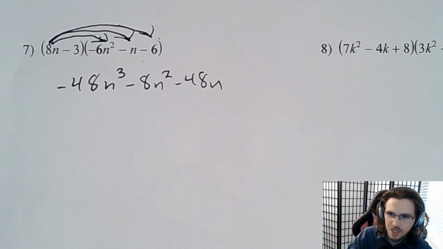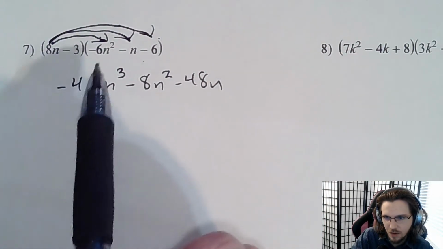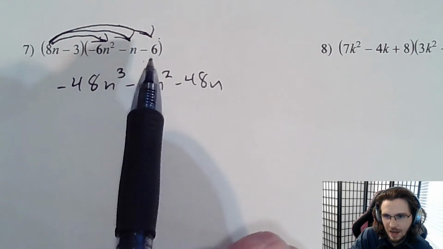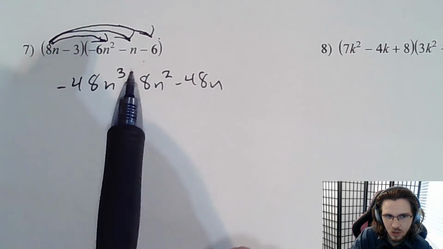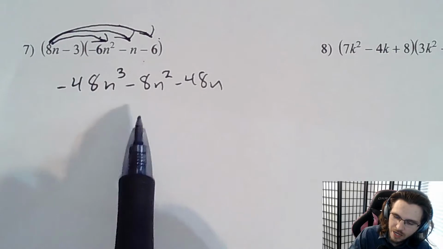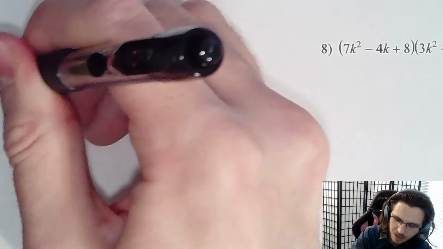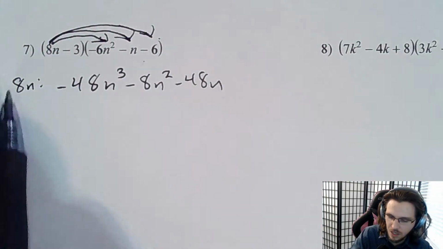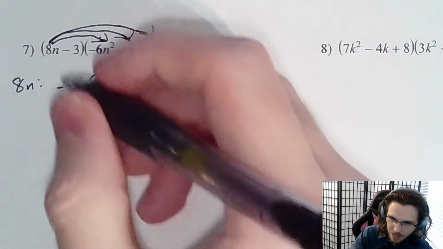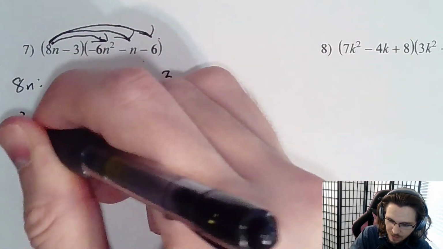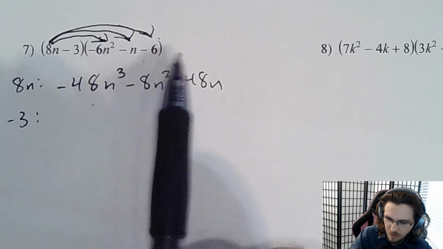And now I have to do the same thing where I take that -3 and I go to all three of them. However, if you're smart about it, when you do that, you're going to line it up nice and neat. So this is like our 8n row, if you will, where 8n is being multiplied to all three. And this is like my -3 row where my -3 is being multiplied to all three.